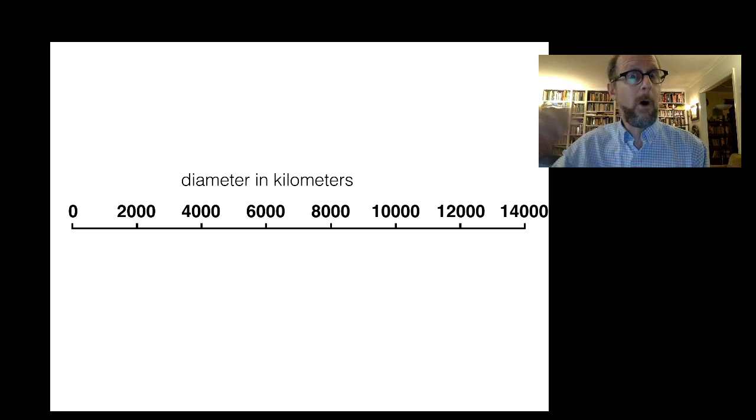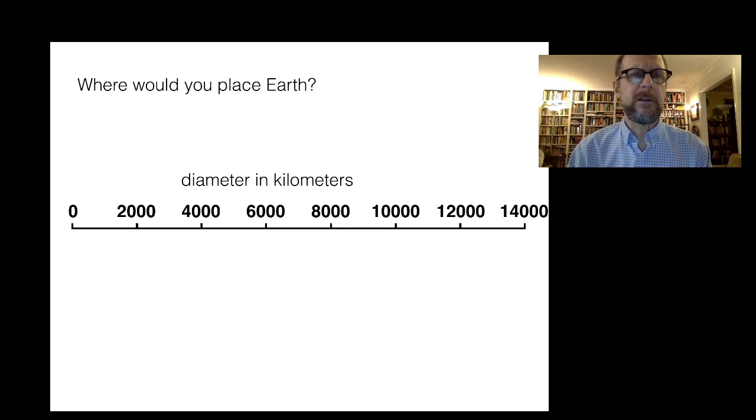I'm not adding 1 on each tick mark. I'm adding 2,000. So we go from 0 to 2,000. Plus 2,000 gives you 4,000. Plus 2,000 gives you 6,000. Plus 2,000 gives you 8,000, etc. And what we're going to do here is we're going to place, just like we did with the apple and the grapefruit and the raisin, we're going to place planets.